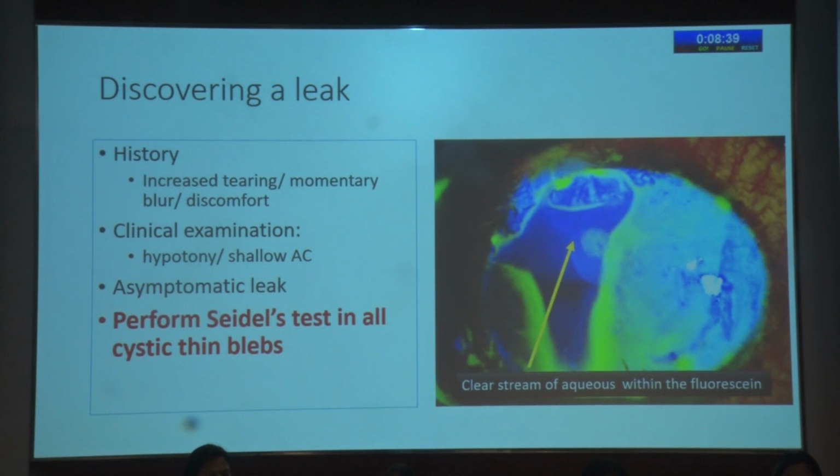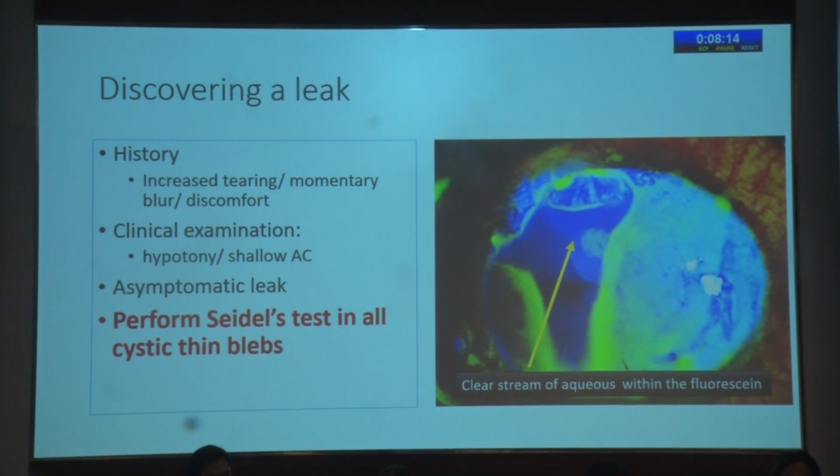If we go through the history, usually the patient presents with increased tearing, momentary blur, discomfort. With clinical examination, if it is an early leak, usually it is a shallow anterior chamber. In a late leak, mostly the patient doesn't present with a shallow anterior chamber, it is a chronic hypotony. But many patients are absolutely asymptomatic.